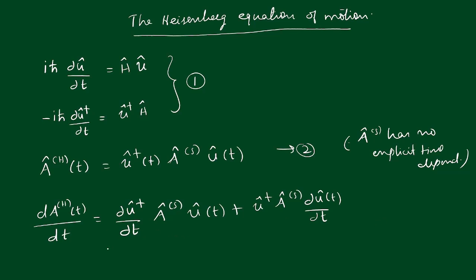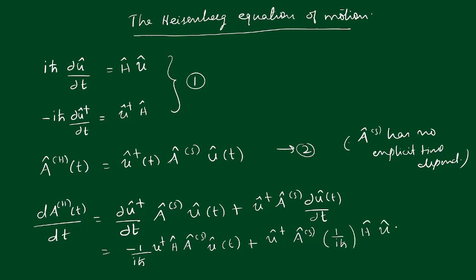Alright. Now we already know this. This is dou U dagger by dou t, which we have already seen. What is it? It is minus 1 by i h cross U dagger H, from equation 1. Is that correct? And then you have A S U of t plus U dagger A S dou U by dou t. Dou U by dou t from here is 1 by i h cross H acting on U. Is that correct? Did I make a mistake? No, I think that's correct.